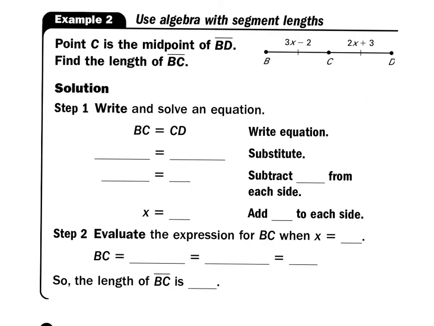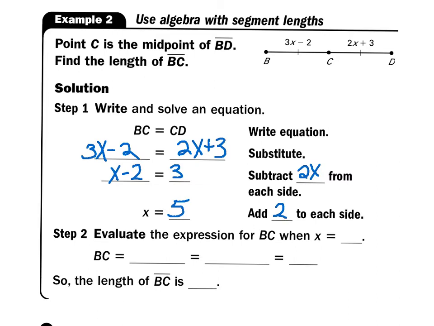Okay, example 2. Point C is the midpoint of BD. Find the length of BC. Write and solve an equation. So since C is the midpoint, we know that BC equals CD. Now we can substitute in for what we know about BC, that it's 3x minus 2. And CD is 2x plus 3. So we are going to subtract 2x from each side. So we get x minus 2 equals 3. And then we're going to add 2 to each side. So x equals 5.